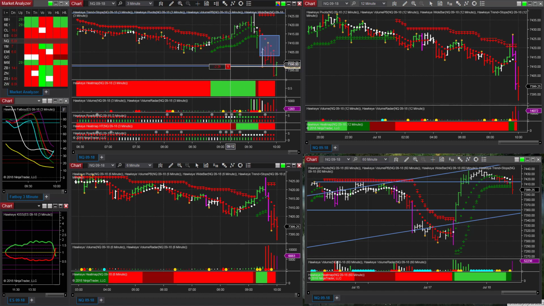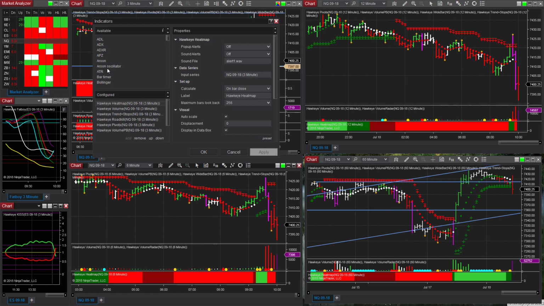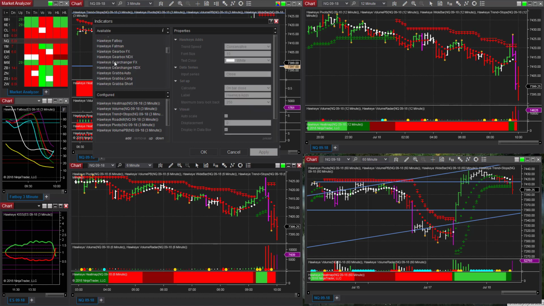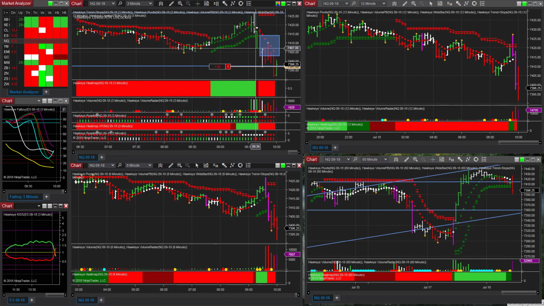Now this didn't trigger any of my ATRs. It didn't get me into that trade anyway, so I would have to manually set my stops and my profit takes based upon this entry. This is a single contract, so you would have to set that up and manage it yourself. But let me see, the levels are not entered in, so let me put that indicator on. Hawkeye levels ATR, there we go. We'll set that up initially as a 1, and then we will see where we are on that.